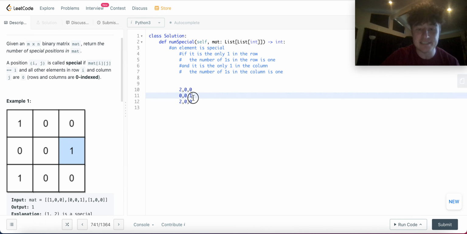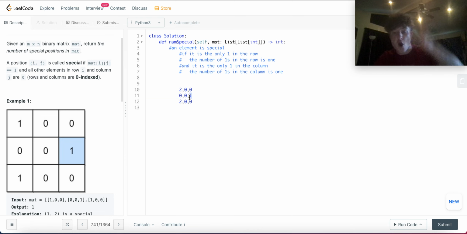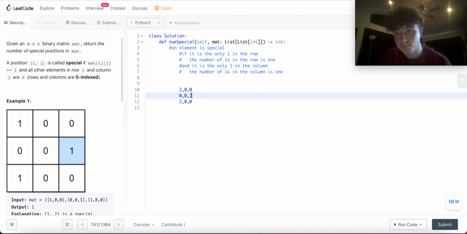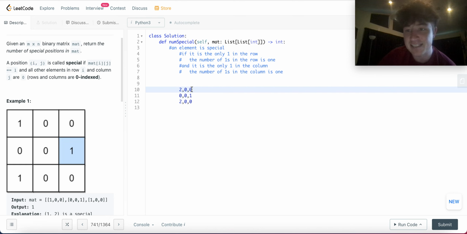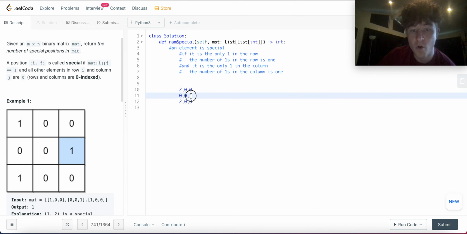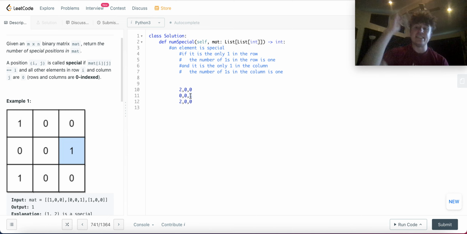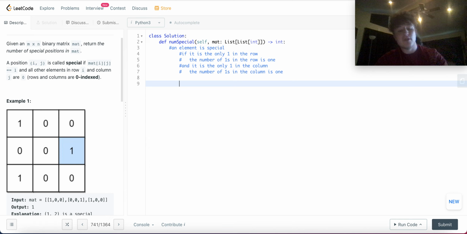So the only way this stays a one is if it's the only one in the row, because if there was another one in the row, this would have been incremented to two. The only way this stays a one in the column is if it's the only one in the column, because if there was another one in the column, it would have changed to a two or something greater. So all we really need to do is look at each row.